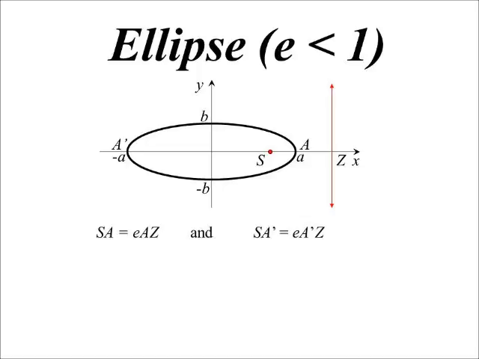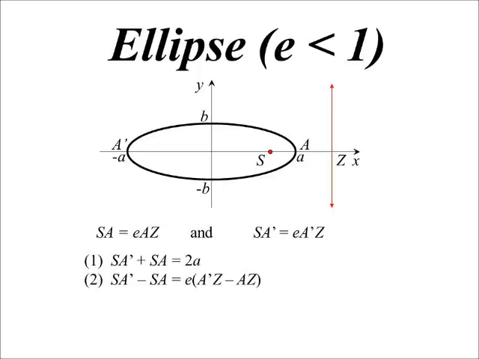So I'm just looking at the extremity here, the point A, the x-intercept if you like. So the distance from the focus to the x-intercept, SA, will equal the eccentricity times AZ. And similar to the other x-intercept over here, A dash, that SA dash will equal the eccentricity times A dash Z.